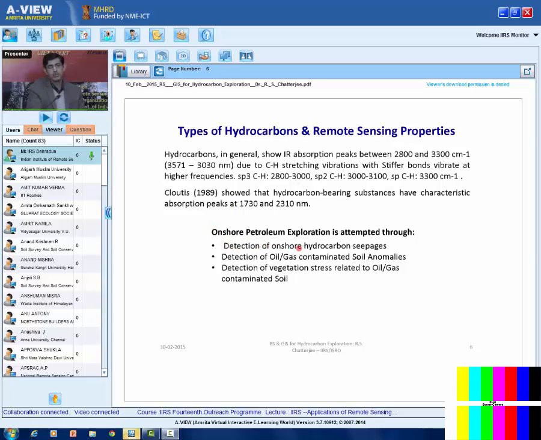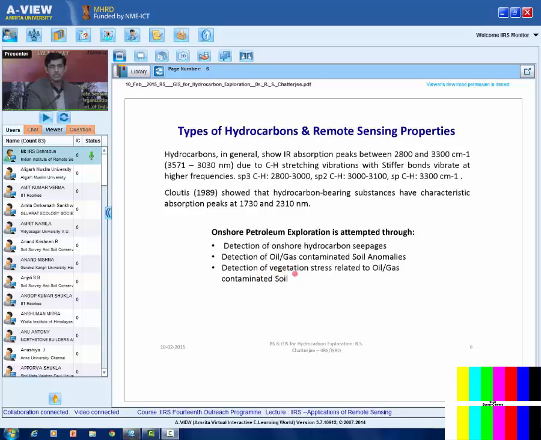So detection of onshore hydrocarbon seepages is very, very important. If we can detect this onshore hydrocarbon seepage, then we can target where petroleum occurs. Then there is detection of oil and gas contaminated soil. Sometimes you may not get pure oil and gas, but it contaminates the soil and sand during seepage. The soil and sand contaminated with oil and gas will have a different signature than pure sand and soil. So the contaminated one will have a different signature.